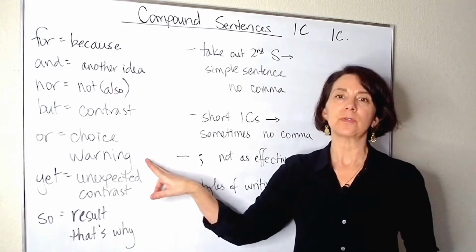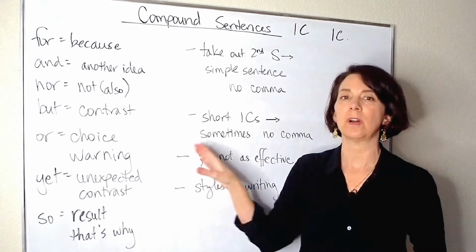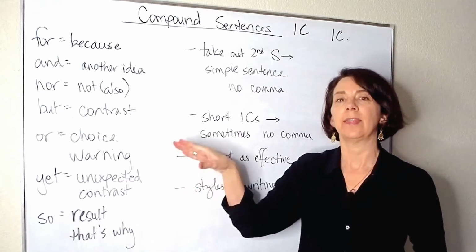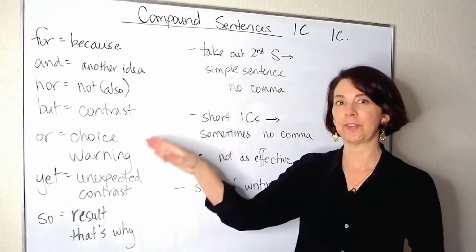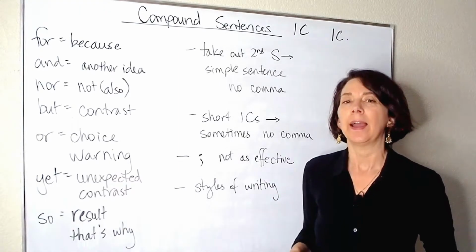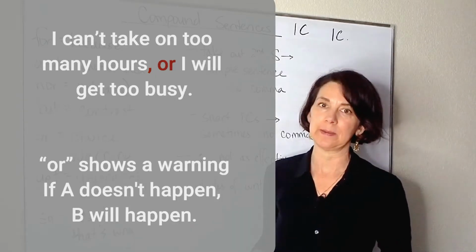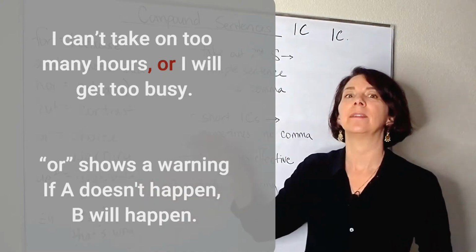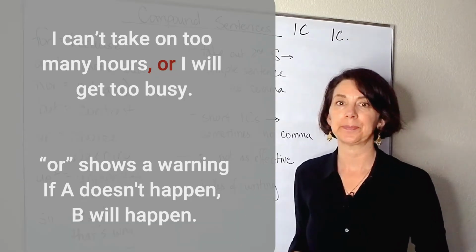Now we can also use or to show a warning, and how this works is that we have two clauses, and in the first clause we say a situation, and then in the second clause we express what will happen if that first situation does not happen. For example, I can't take on too many hours or I will get too busy. So if the first situation doesn't happen, then what is the problem? The problem is I will get too busy.